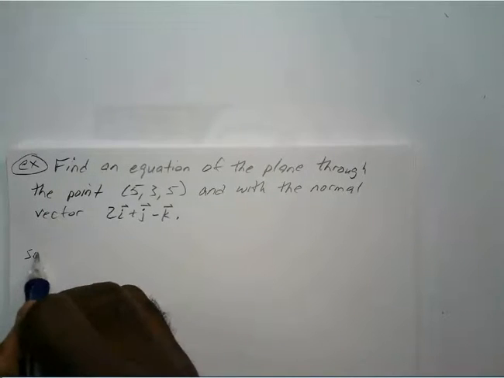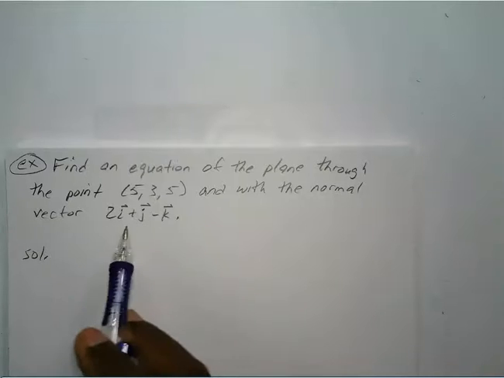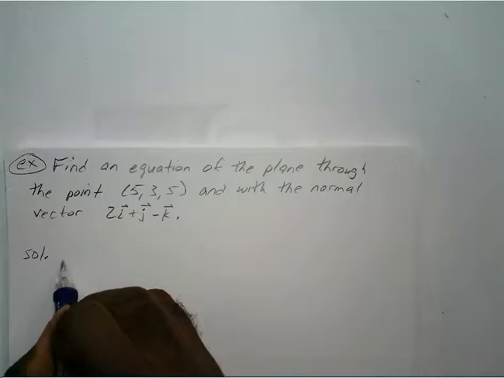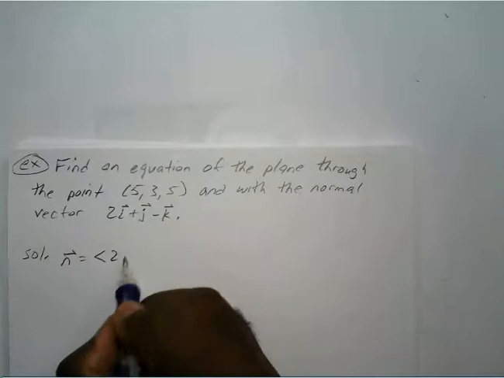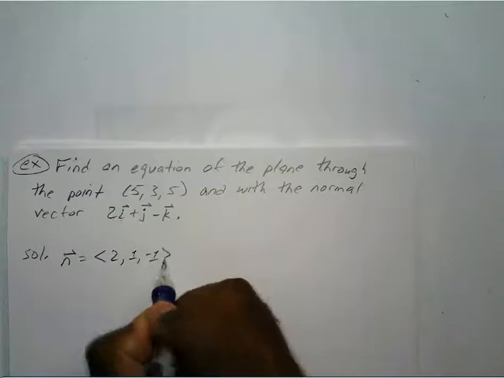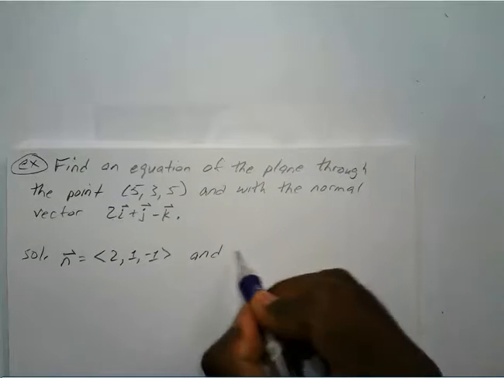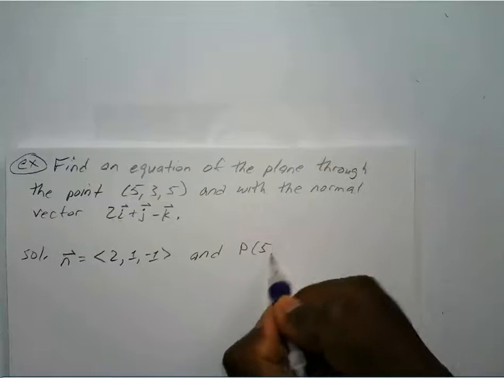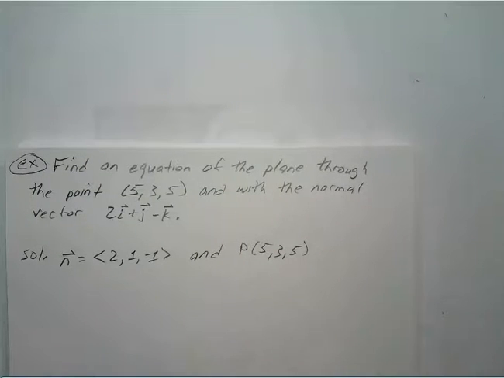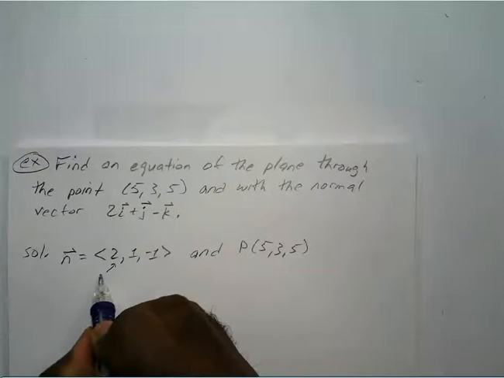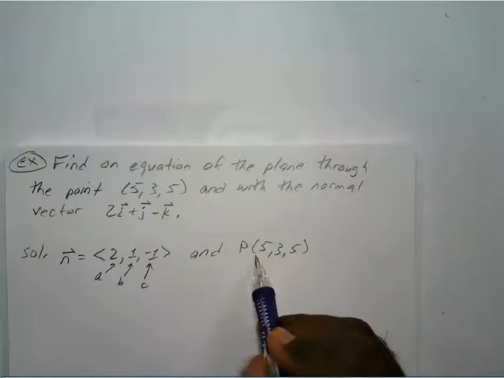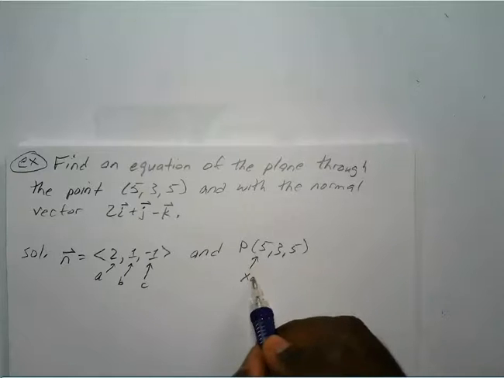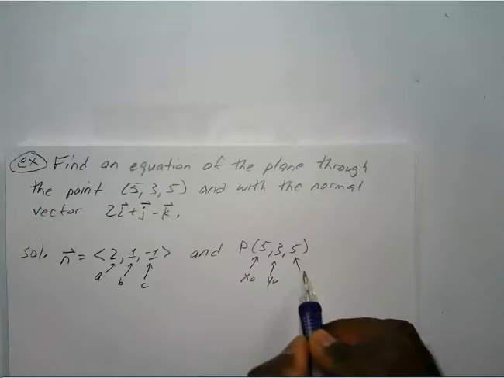All right. So we have our normal vector here, so we're just going to write that in regular vector form. So our n vector will be <2, 1, -1>. And our point, (5, 3, 5). Okay, so we know for our normal vector, first component is A, second component is B, third component is C. And for our point, our x0, y0, z0.